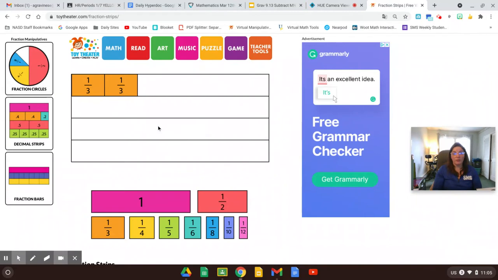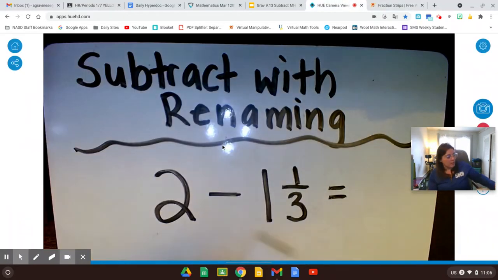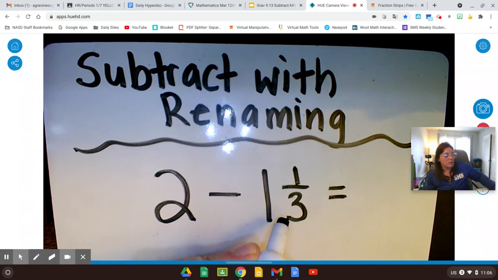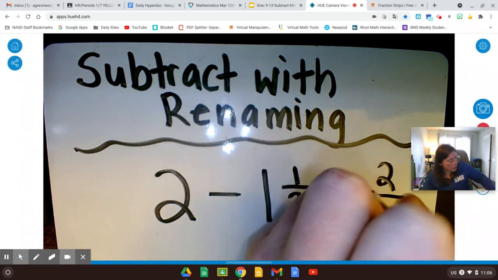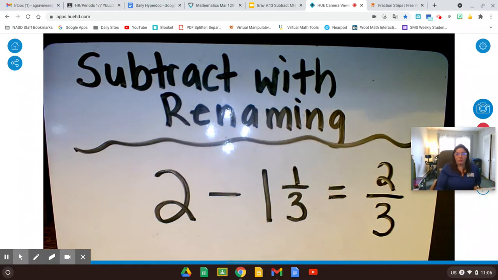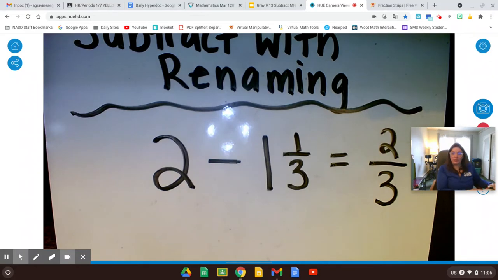So what am I left with? Well, I don't have any wholes left. I only have 2 of these third pieces. So my difference, because I'm subtracting, is 2/3. Now, how can I do that without the fraction strips? I'm going to show you the steps.